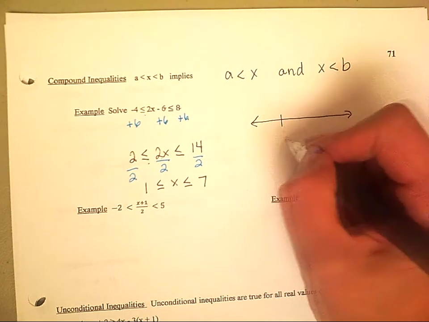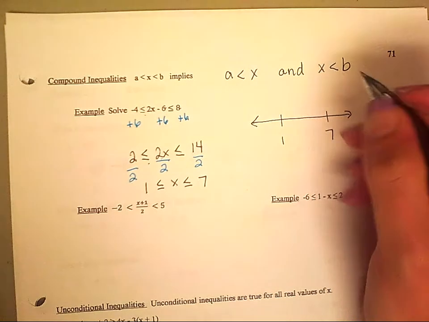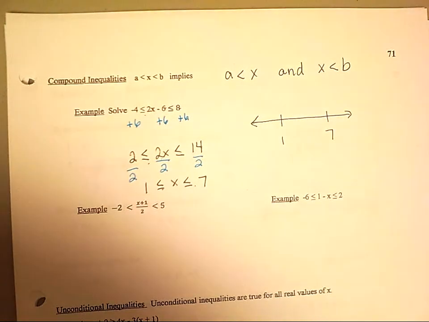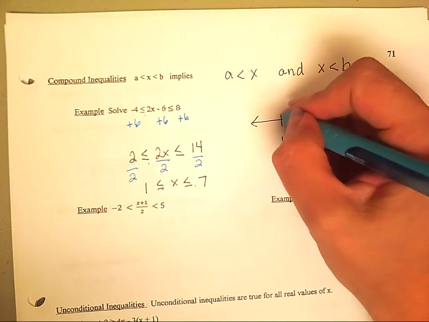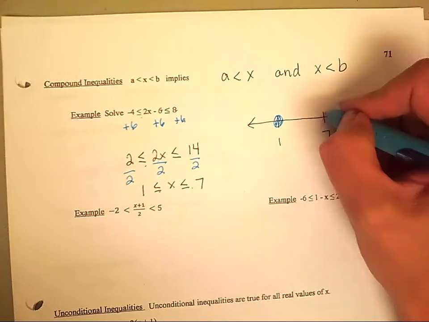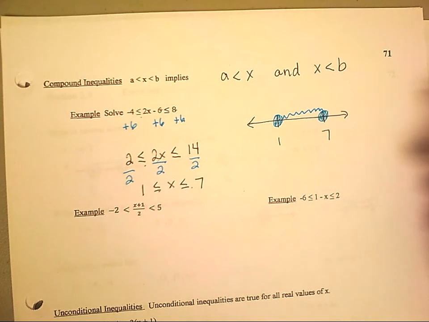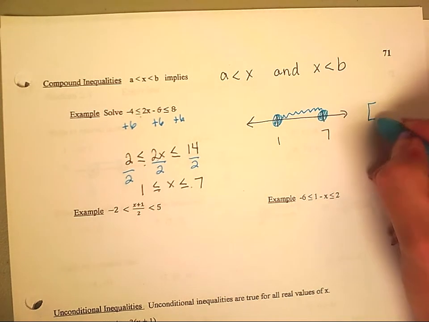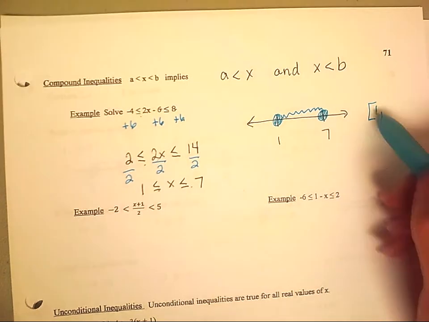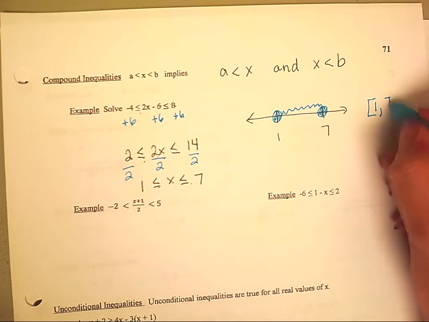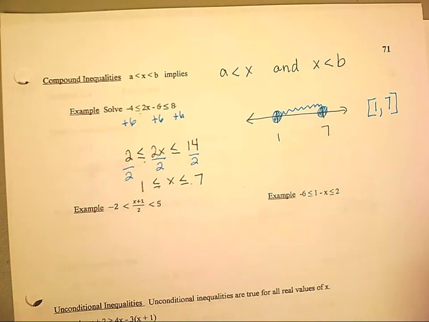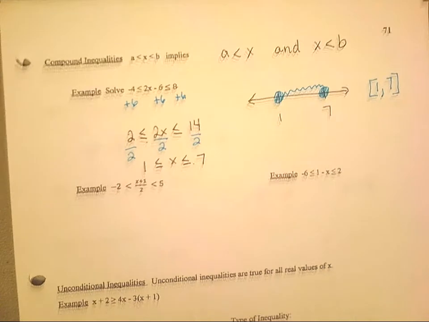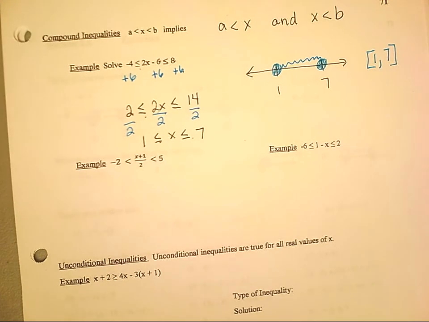So on the number line, we have two bounds, 1 and 7. They are both equal, so they get a filled-in circle. And any number in between there will satisfy it. In interval notation, the lowest value is 1, it's included. The highest value is 7, it's also included.